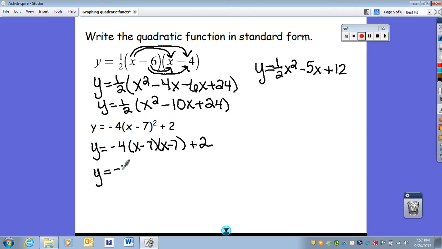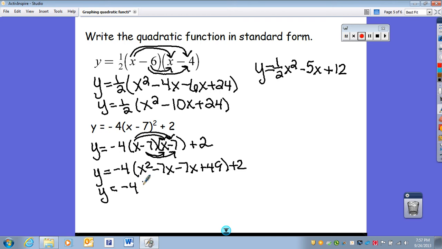So first, -4 times, and we're going to again FOIL, so we're going to take x times x, which is x squared, x times -7, which is -7x, -7 times x, which is -7x, and -7 times -7, which is a +49. We'll combine like terms before we multiply by -4. So we have x squared minus 14x plus 49. Now we will distribute the -4.